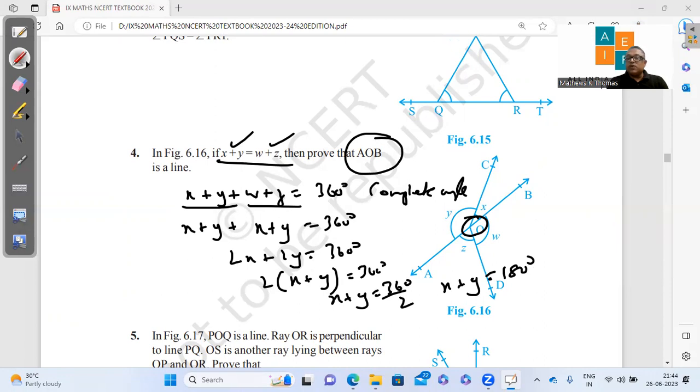And what is x plus y? It is angle AOB. So we get angle AOB is 180 degrees. And if we prove that any angle is 180, that's a straight angle. If it's a straight angle, that means it's a line. Therefore, we can say AOB is a line, right?